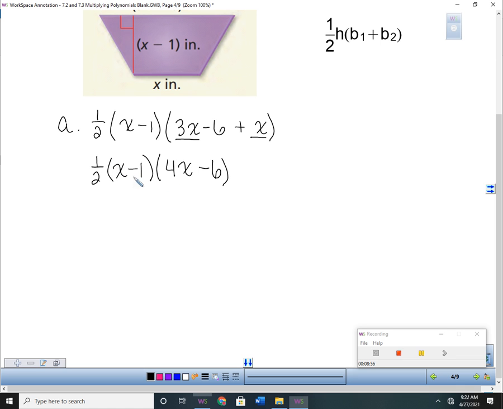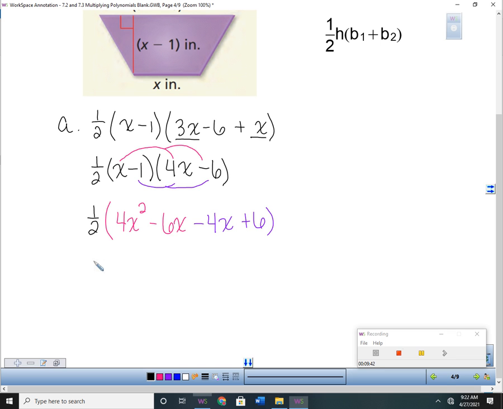Now, I am going to start working this out by multiplying these 2 parentheses right here. So the 1/2 is just going to kind of chill out front while I work with the parentheses. So I have x times 4x is 4x squared. Make sure you put that in parentheses so that you know you're still multiplying here. And then x times negative 6 is negative 6x. Then we have negative 1 times 4x is negative 4x. And negative 1 times negative 6 is positive 6.